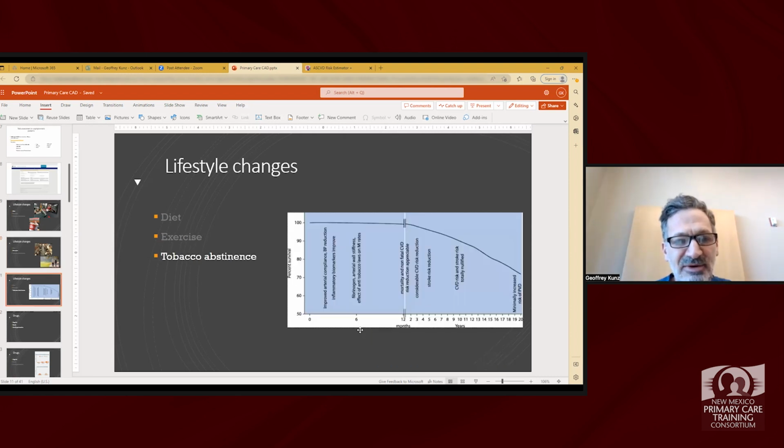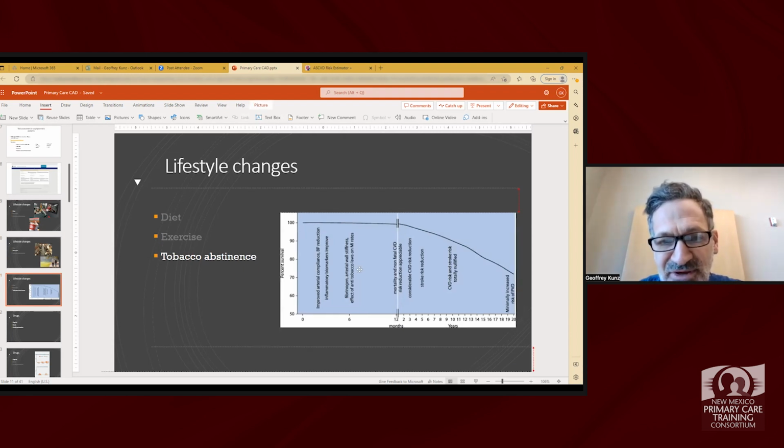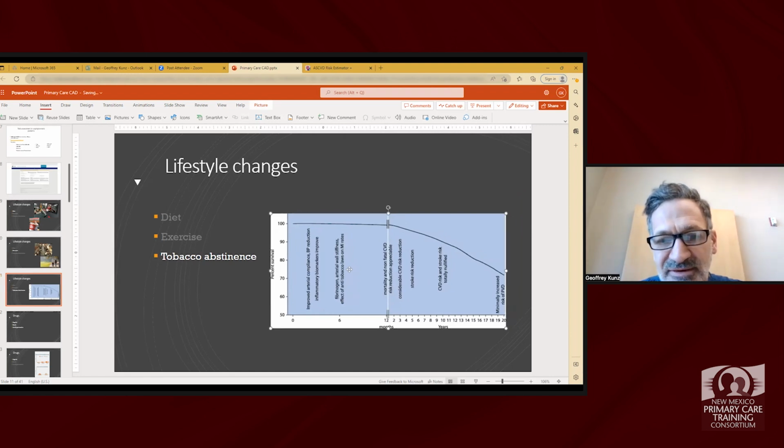And then finally, tobacco abstinence. That's something we should be talking about to really any patient. Everybody should be asked about smoking, and more than diet and exercise, getting rid of cigarettes is critical for mitigating cardiovascular risk.